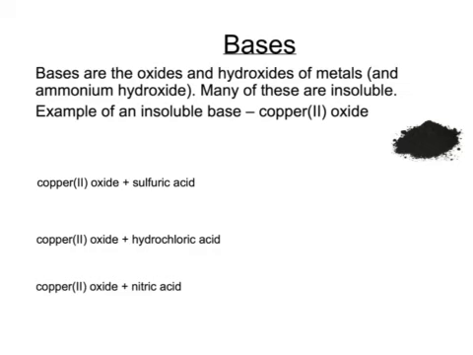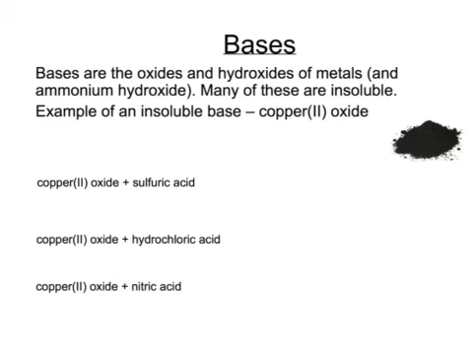So what are bases? Bases are metal oxides and hydroxides, and there's an exception which is ammonium hydroxide or ammonia, which doesn't contain a metal. And many bases are insoluble. The common example that you need to know is copper oxide, this black powder. Copper oxide, or copper 2 oxide as it's known, doesn't react very well with cold acid, but when the acid is heated up it will dissolve in the acid to form a salt and water.